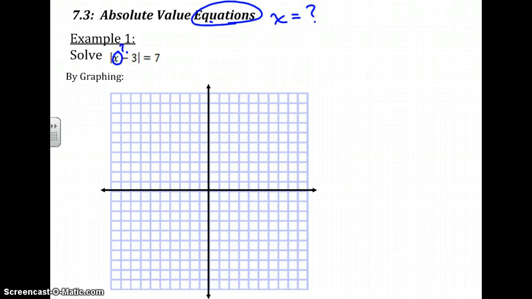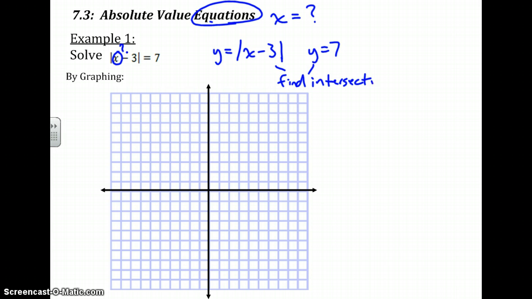One way we can do this is by graphing. Yesterday we looked at graphing absolute value functions. So we could graph y equals the absolute value of x minus 3, and then look for how that intersects with the equation y equals 7. So we take these two things and find the intersection. The intersection we're interested in is the x values where they intersect.